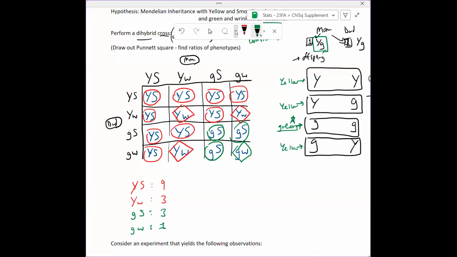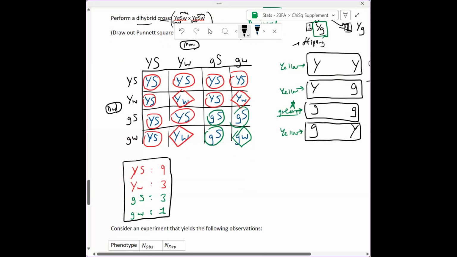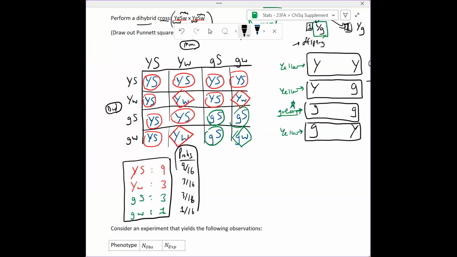So in other words, if Mendelian inheritance is correct for these traits, then I'd expect to see a ratio of 9:3:3:1 for these 4 different traits. And remember, this is 16 equally likely boxes. So we'd expect to see probabilities of 9/16, 3/16, 3/16, and 1/16. These would be our expected probabilities for a dihybrid cross under Mendelian inheritance.